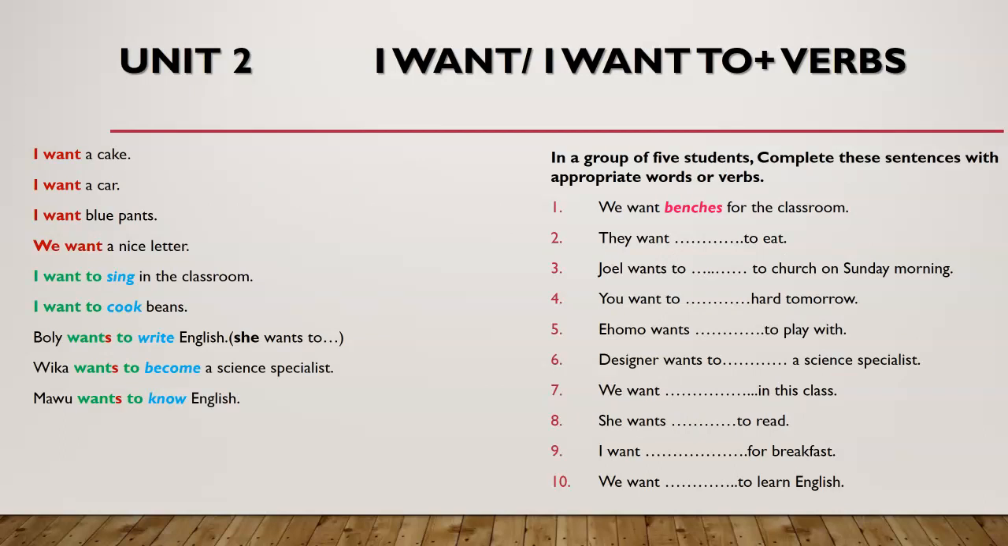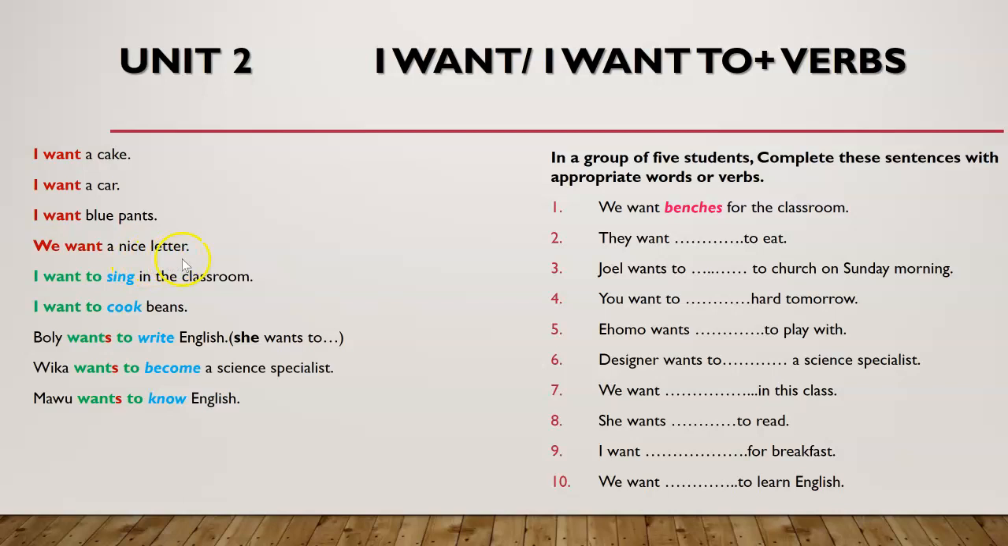I want to plus verbs. How to use I want. Want means to be in need of, okay? To desire, okay? For example, when I say, I want a cake, I desire a cake. I am in need of a cake, okay? I want a car. I want blue pants.